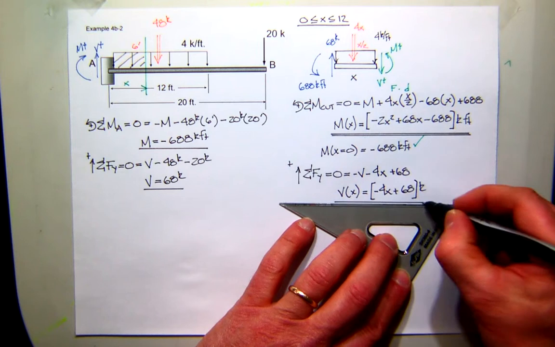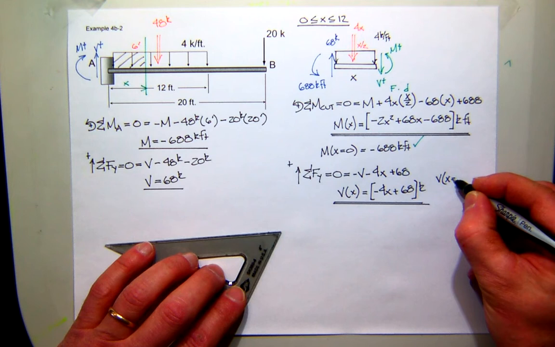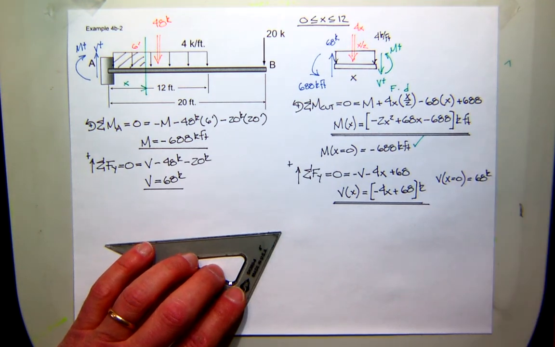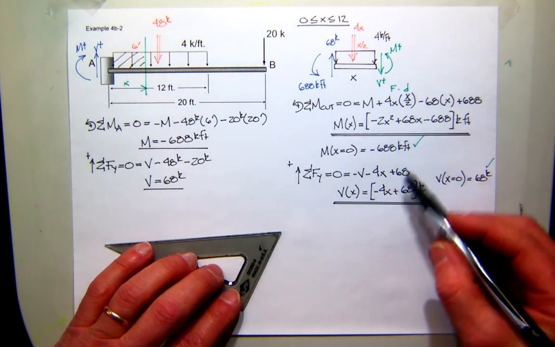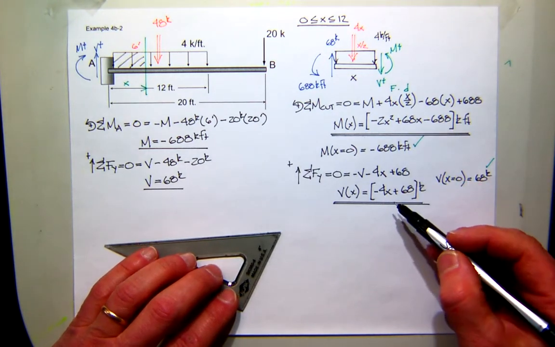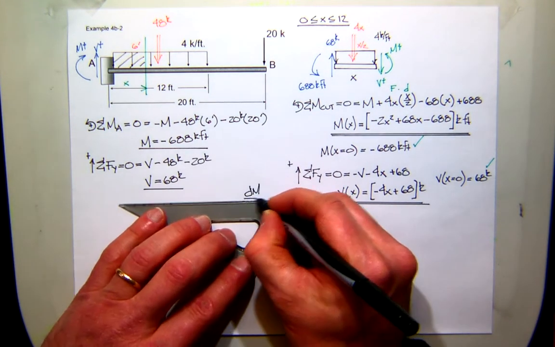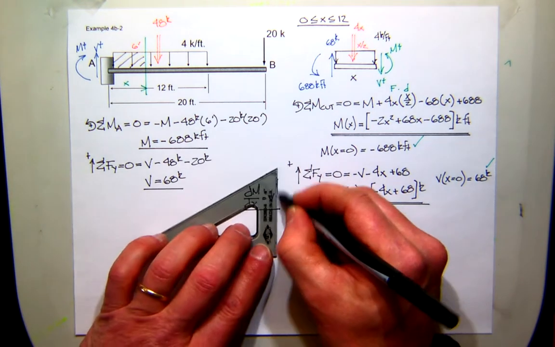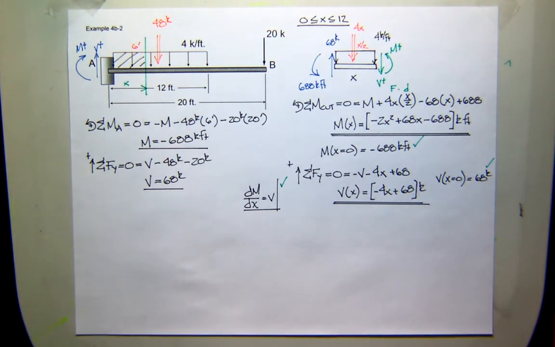Do I know something about the shear on the left-hand side? What is the shear at x equals 0? 68. And what does my equation tell me? At x equals 0, I get 68. Check. Now, is the derivative of the moment equal to the shear? The answer is yes. So I'll write here that the derivative of the moment is the shear, and for that one I'll also give it a check. So I'm feeling pretty good about that right now.